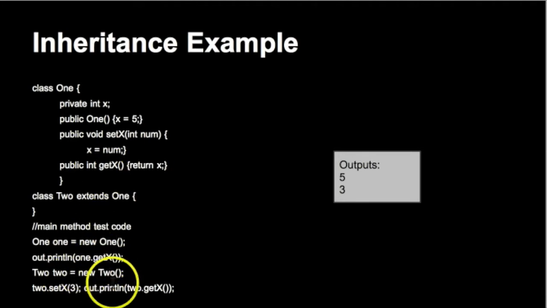And then we can go ahead and print out x. The reason why you don't get an error here is, again, the 2 class is extending the 1 class and it's inheriting all the methods. So even if we don't define a setX method and a getX method within our 2 class, we can still use those methods. And again, we see that it prints out 5 and 3.